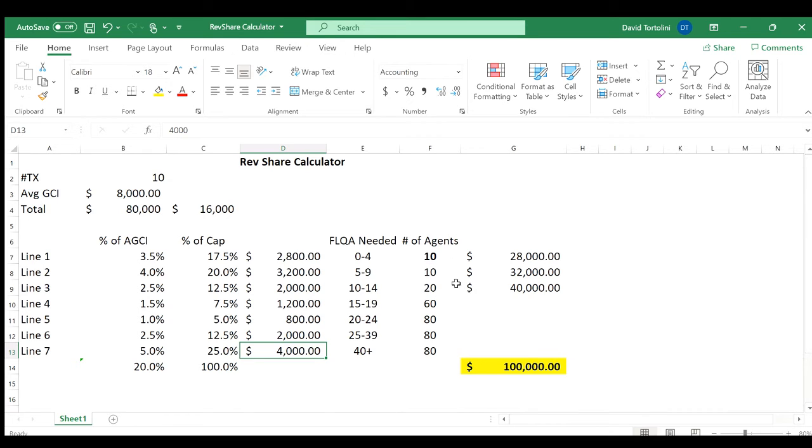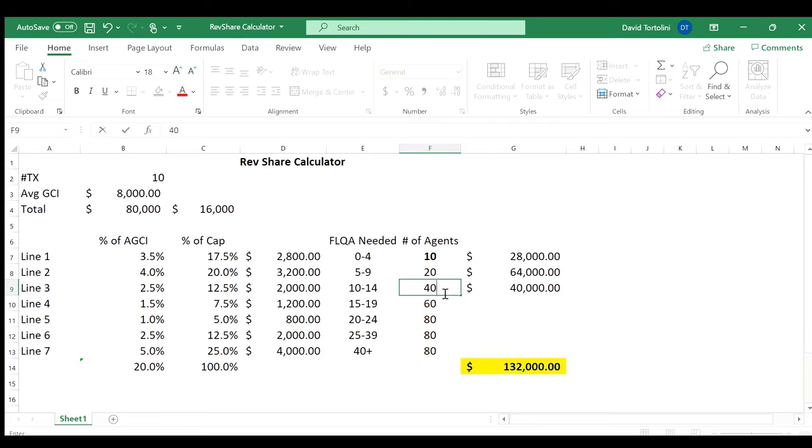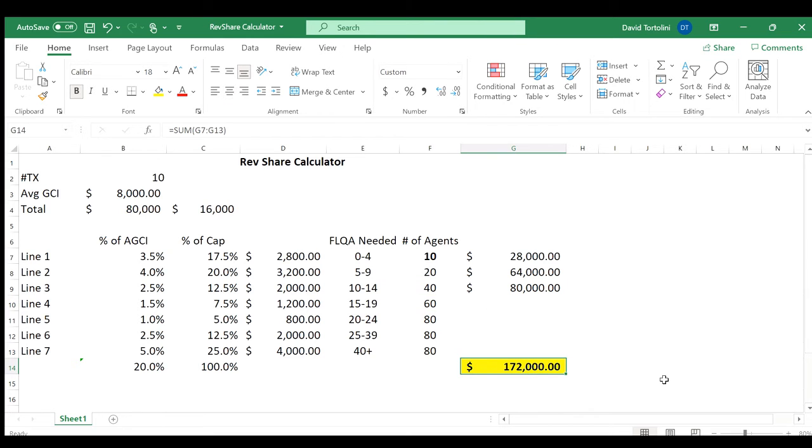So let's just say, theoretically, you bring in 10 people. You help those 10 people each bring in 2 people each. Nothing crazy. And then those people in your second line bring in 2 people each. You can earn up to $172,000 in residual income through the revenue share program.